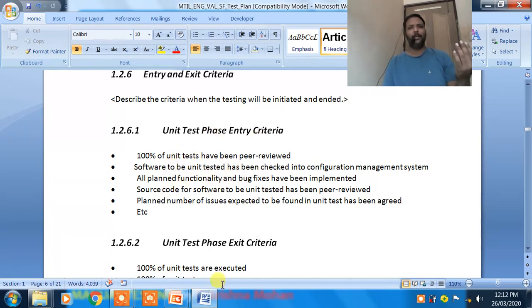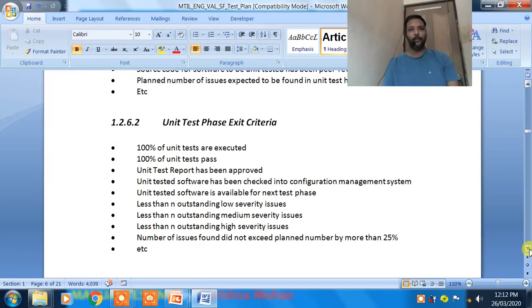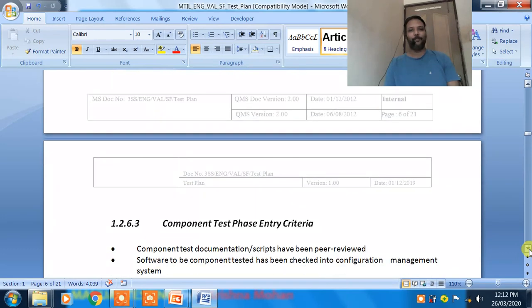In that way, it has to be mentioned what the entry criteria for unit testing is and what the exit criteria for unit testing is. In the same way, here you have written the exit criteria also. See here, 100% of unit test cases are executed, and they have to be passed. It is not that we have only executed them. Every unit test case has to be passed.